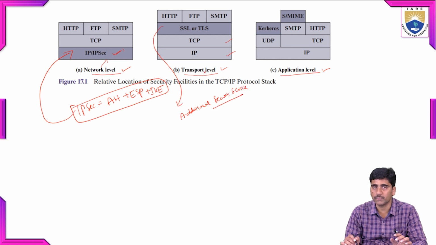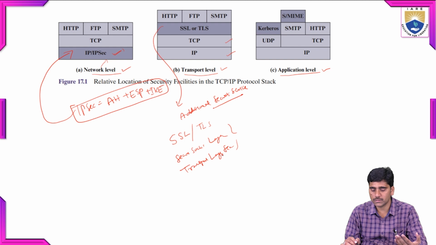That we have implemented above the TCP layer. An additional security layer is added, and the name is what? SSL or TLS. That stands for what? Secure Socket Layer or Transport Layer Security. So providing an additional security layer above TCP is one type of security service that is implemented.